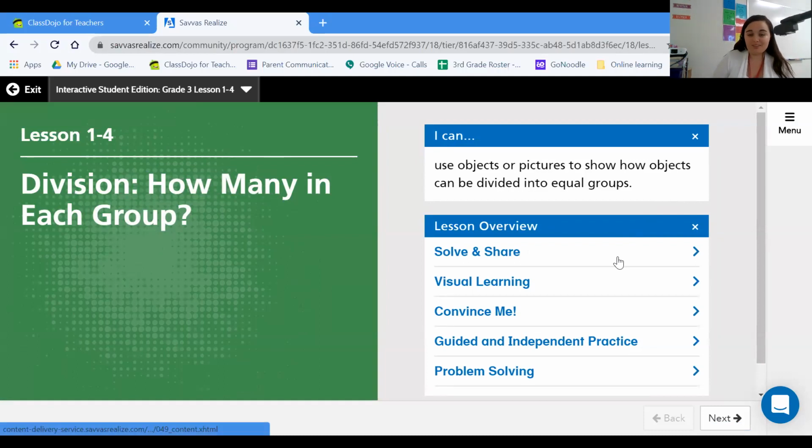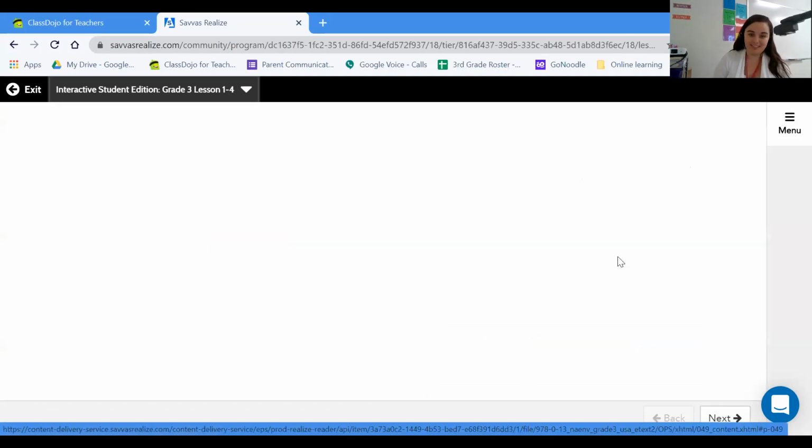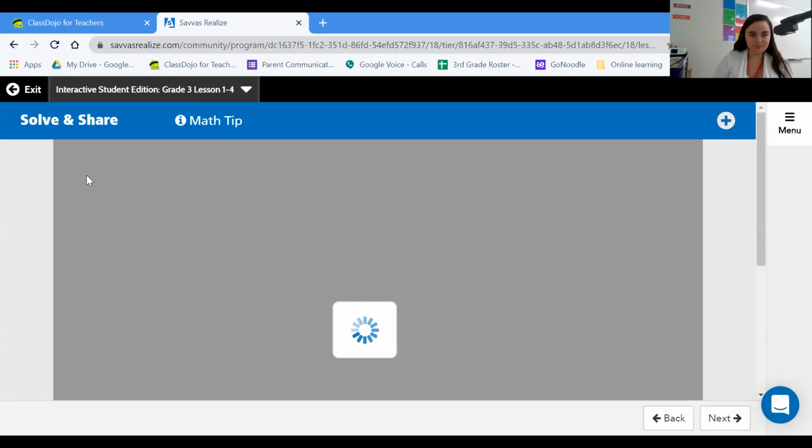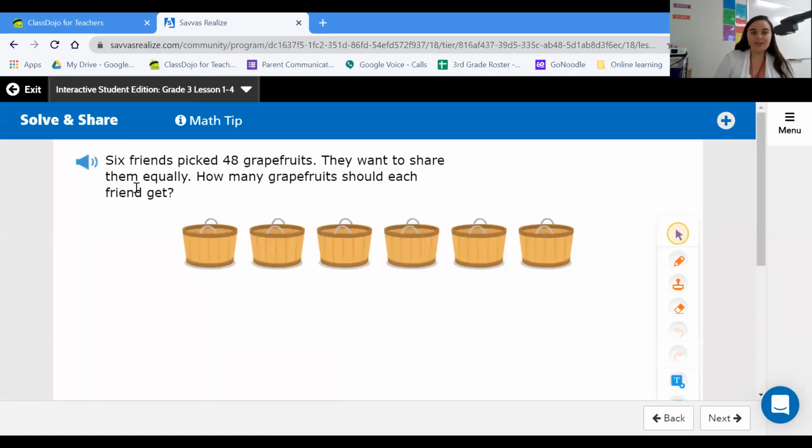All right, so let's go ahead and start with our solve and share problem of today's lesson. So it asks us, 6 friends picked 48 grapefruits. They want to share them equally. How many grapefruits should each friend get? So they're asking us how many grapefruits each friend should get. So we're going to use our little counters over here, and we're going to split this up equally until we know how many each one is going to get.